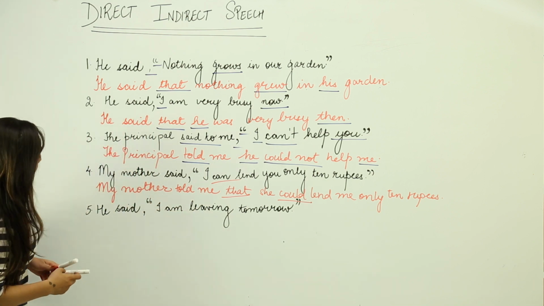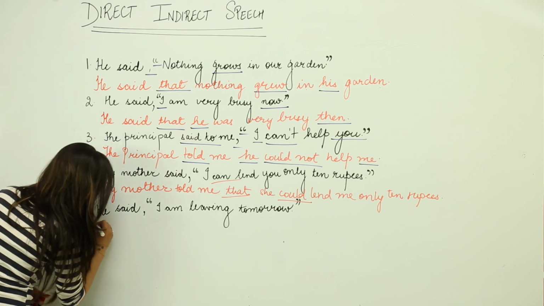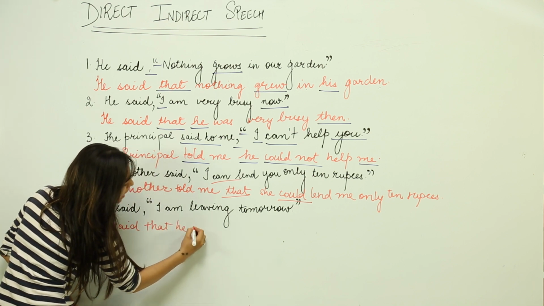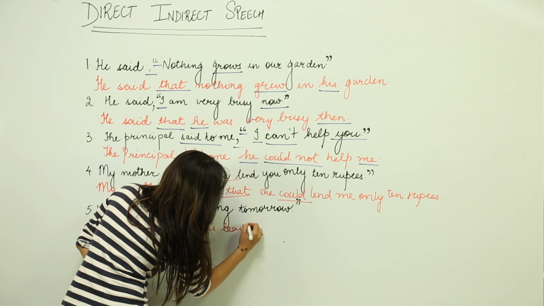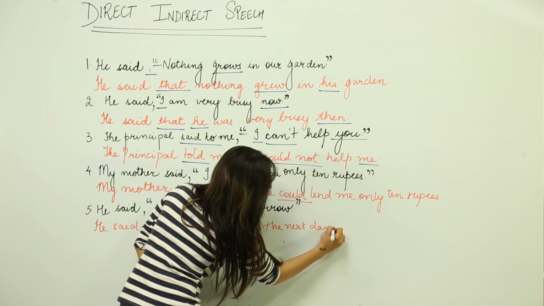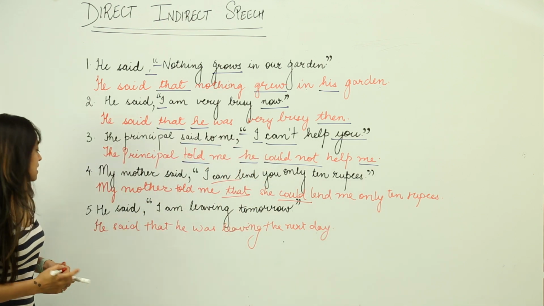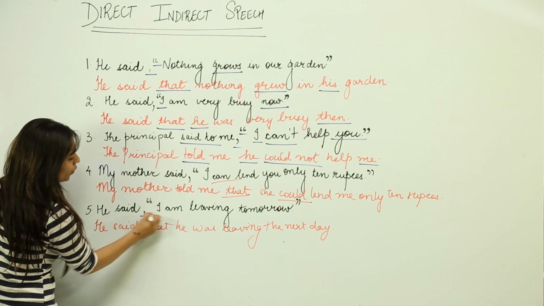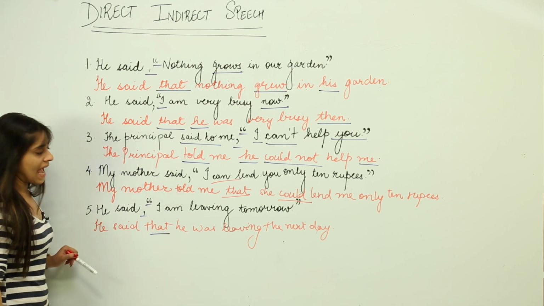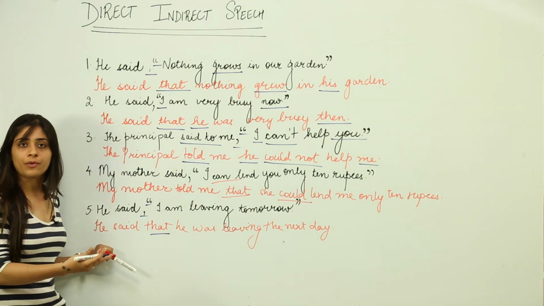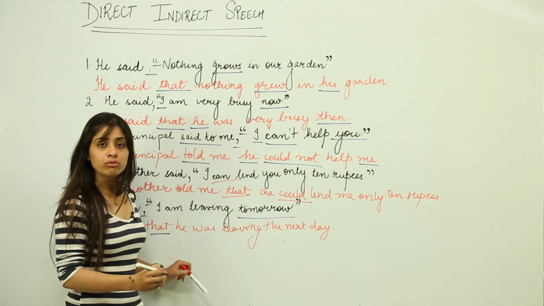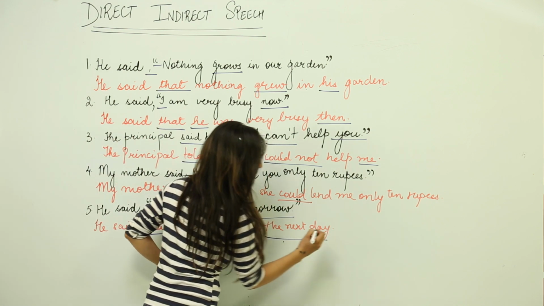The last sentence, he said I am leaving tomorrow. He said that he was leaving the next day. So this sentence gets converted as, we omit the comma, we omit the inverted commas, we add the word that, and we convert obviously the personal pronouns from the first person to the third person, and tomorrow according to the rules section gets converted to the next day.